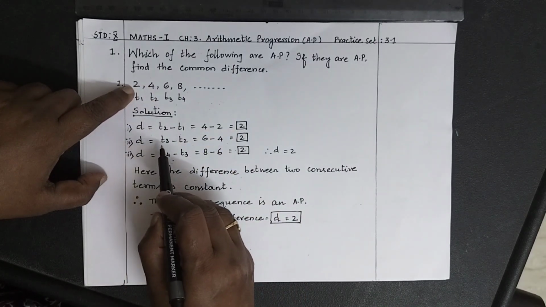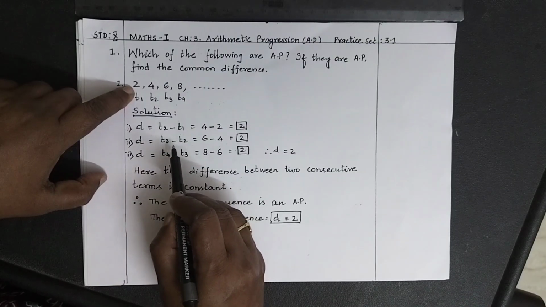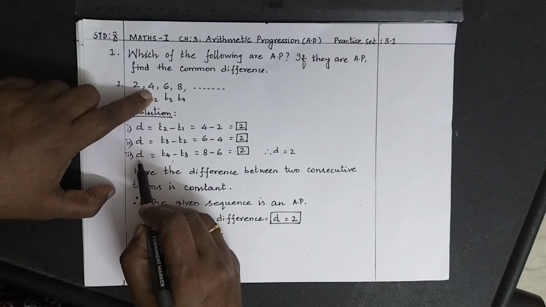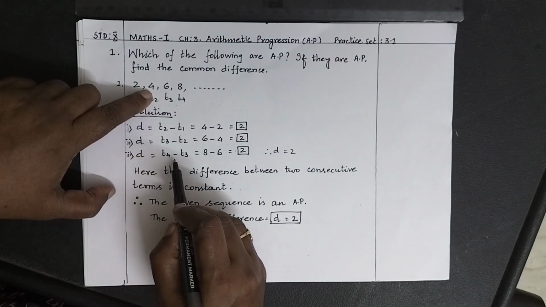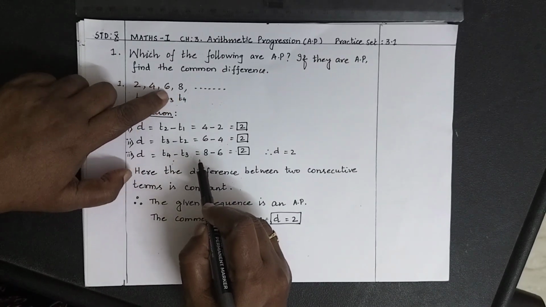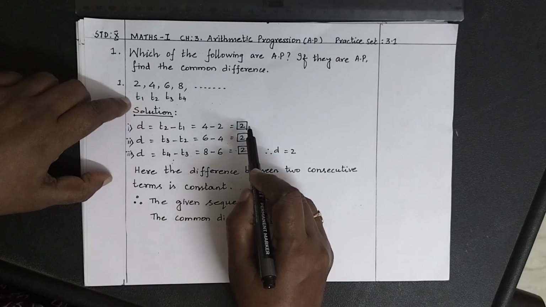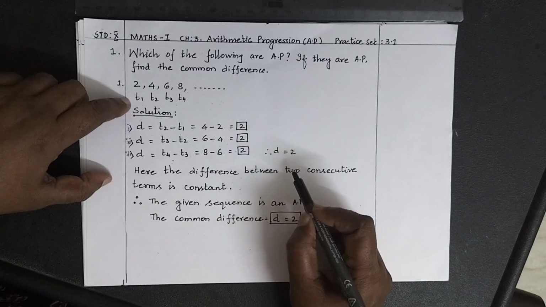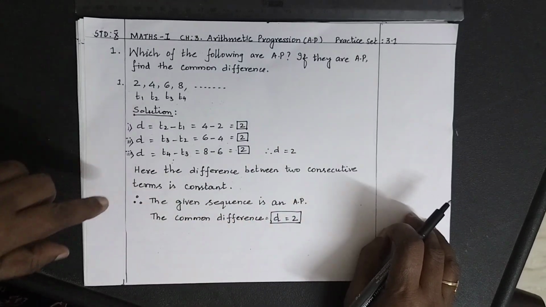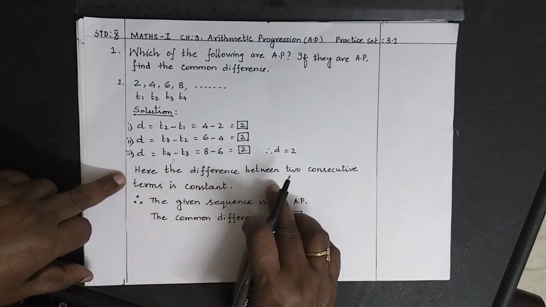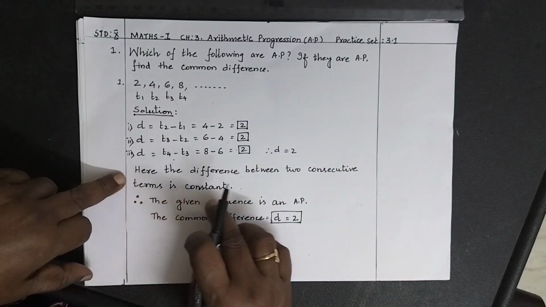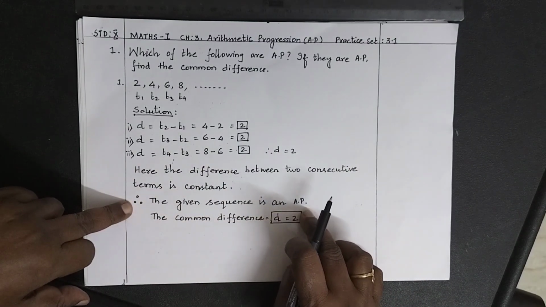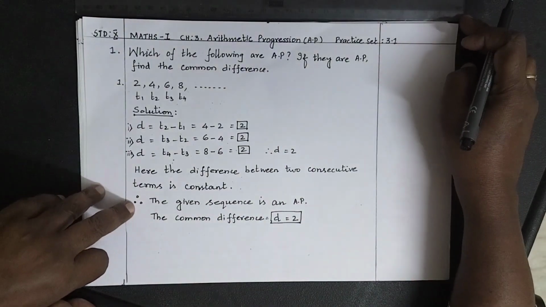Second case, D is equal to T3 minus T2. So 6 minus 4, which is equal to 2. In the third case, D is equal to T4 minus T3. So 8 minus 6 is equal to 2. In all three cases, the common difference is the same. So therefore, it is constant. Since the difference between two consecutive terms is constant, the given sequence is an AP. The common difference is 2.